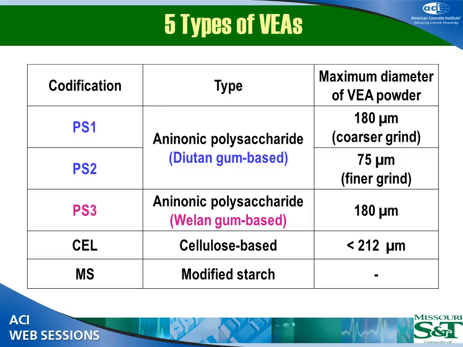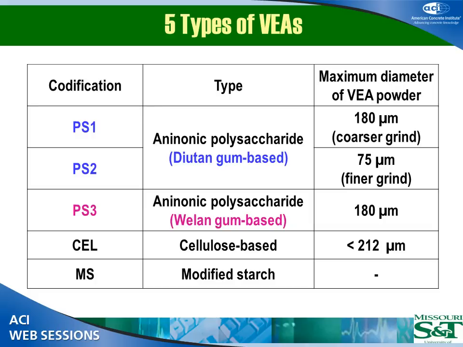And then we have a welan gum, which is PS3. That is the coarse one. And then we have a cellulose product, and I'm sure Nicola will ask me which one it was. So it's the HPMC. At maximum also 212, so a coarse grind. And then we have the modified starch.